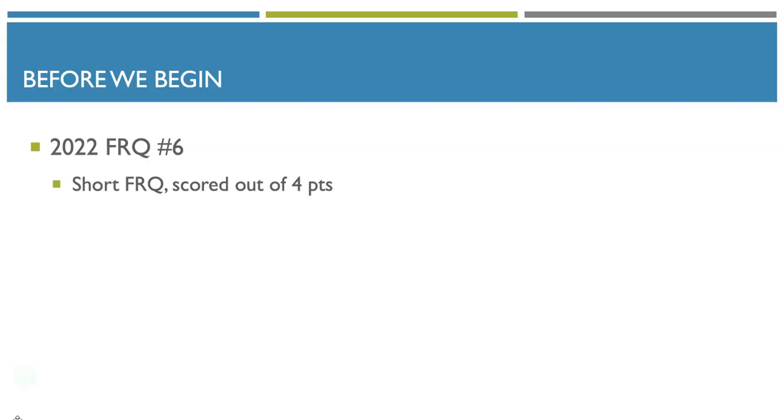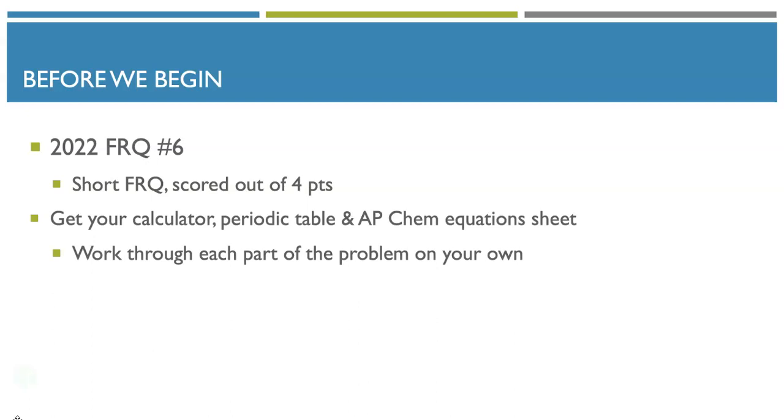Typically what we see with the short free response questions is they may have 2, 3, or even 4 parts. If you don't already have your calculator and your periodic table and your AP Chem formula sheet handy, I would go get them right now. What I always recommend is that you listen to me introduce each part of the problem, and then I want you to pause the webcast, try to answer it on your own, and then listen to my solution.